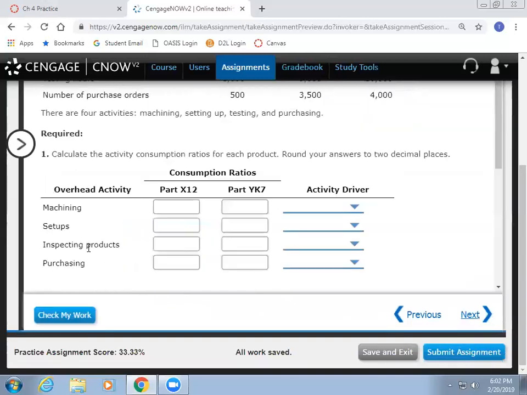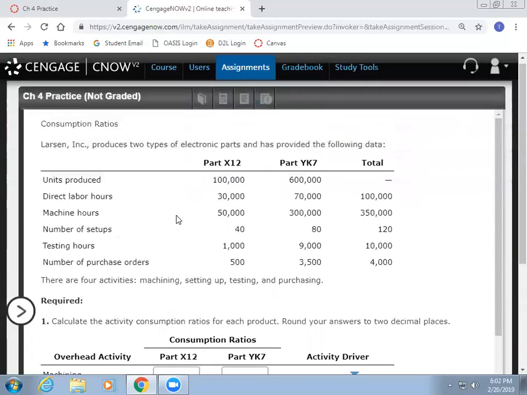Okay, we will move on to the next one. From here on out, we're moving into a little more depth in Chapter 4. So here we're looking at where we may have other things driving overhead beyond just direct labor. We haven't quite got into it, right now we're looking at consumption ratios. We're kind of edging into activity-based costing.